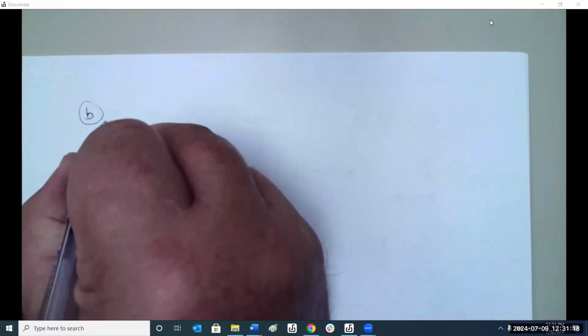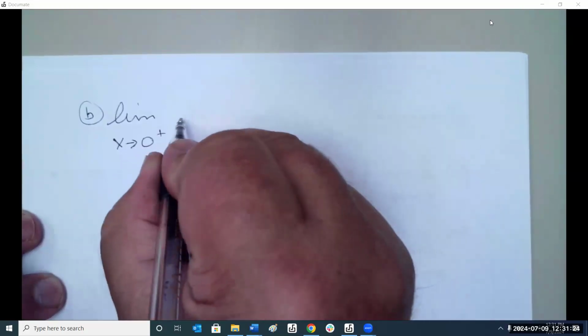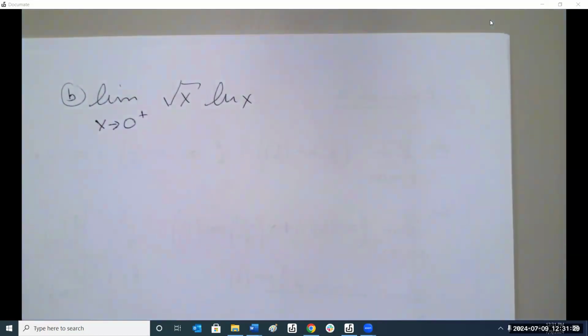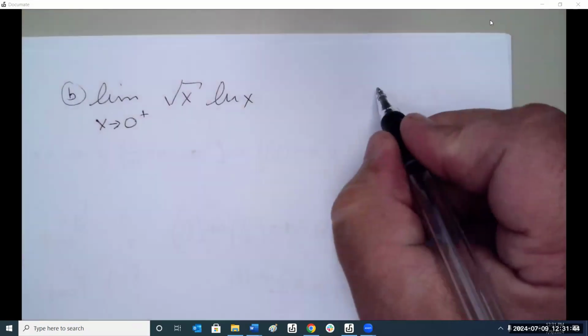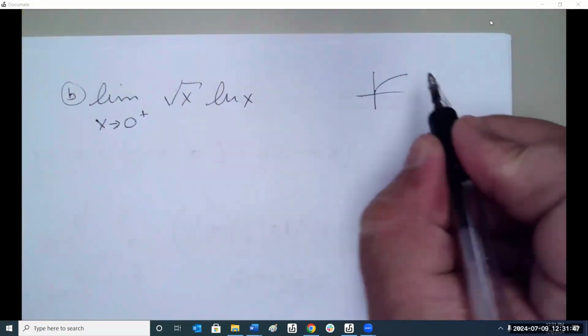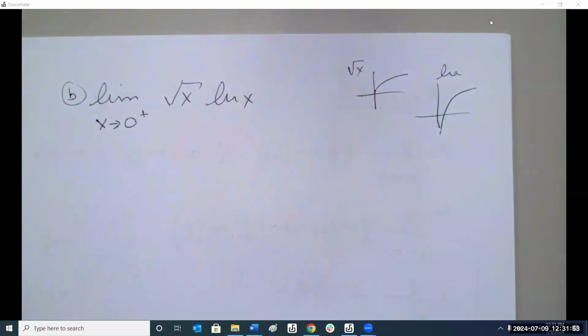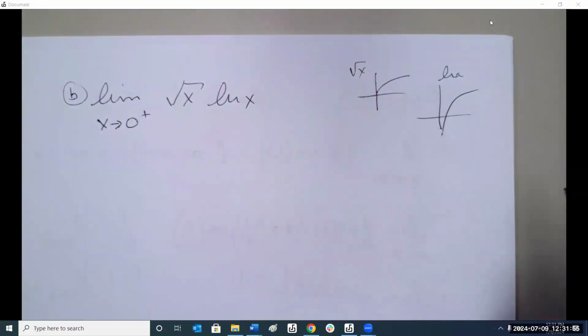Because we had a rational. Limit as x approaches 0 from the right of radical x ln x. Why is it from the right only? Both of them. The positive? Radical x is that, and then ln x is this. So we can only approach 0 from the right. All right.